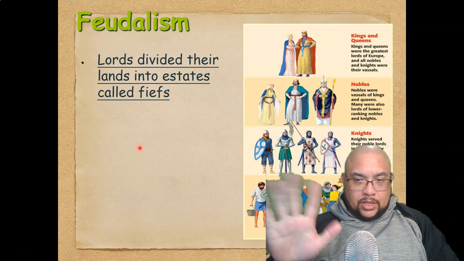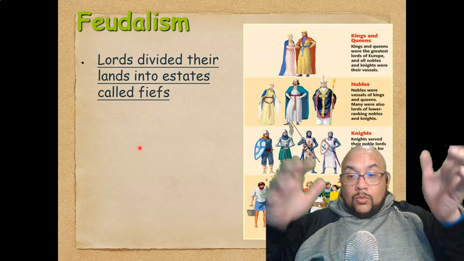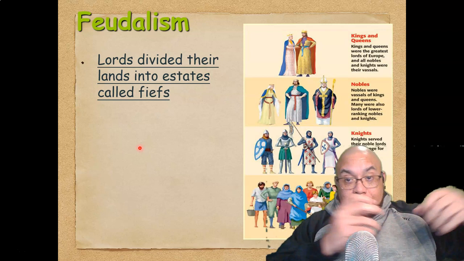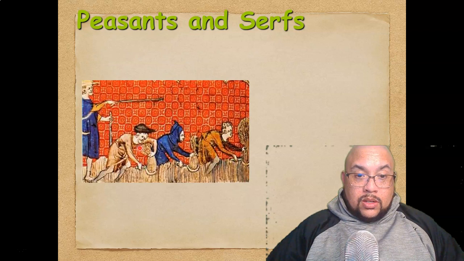All right, so feudalism, we talked about it. On one side of it is land breakup, and then coming back, it is food and protection. So there we go. All right, let's get going. Fiefdoms, we're good. Nobles, vassals, peasants, and serfs.